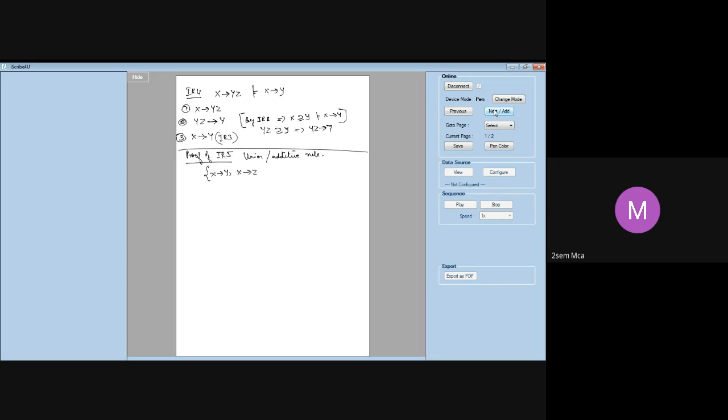If x determines y and x determines z also, we can infer x determines yz. You are trying to combine. That is what is your IR5. Okay, let us start. What is given to us? X determines y. This is given.